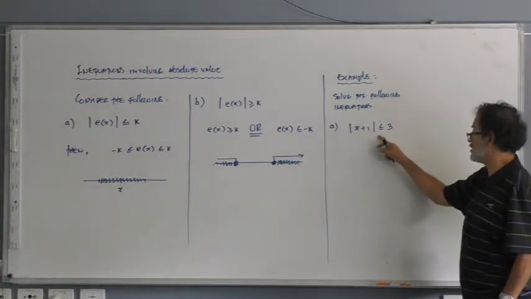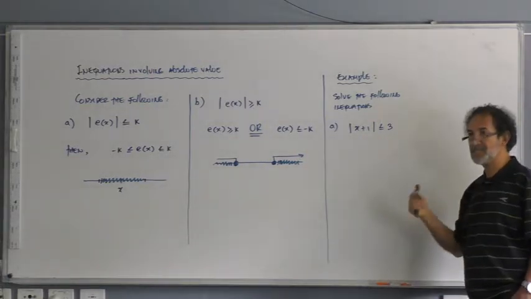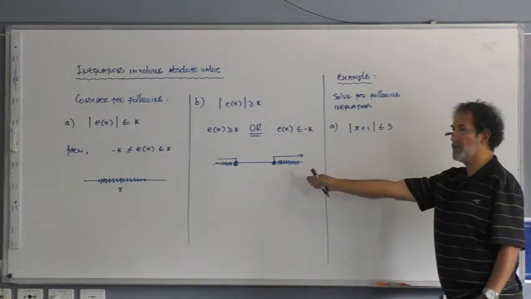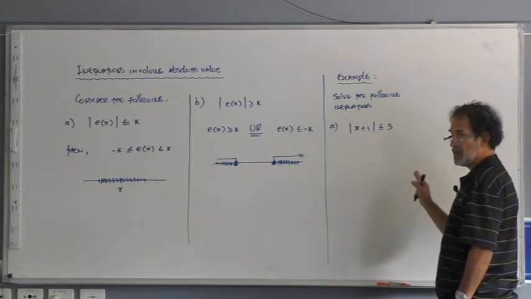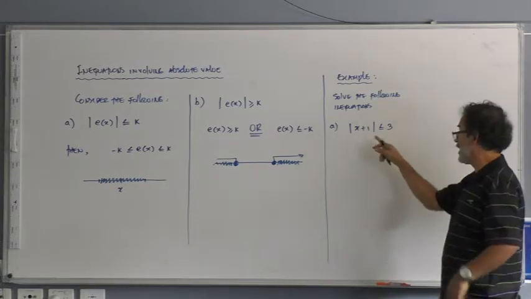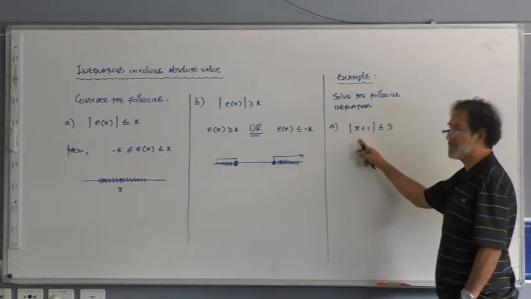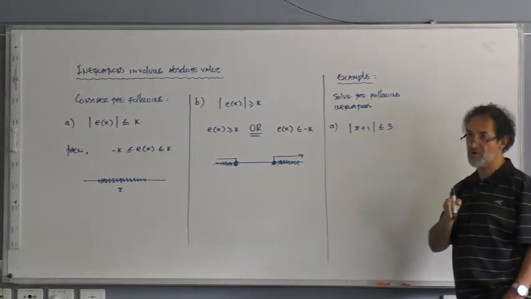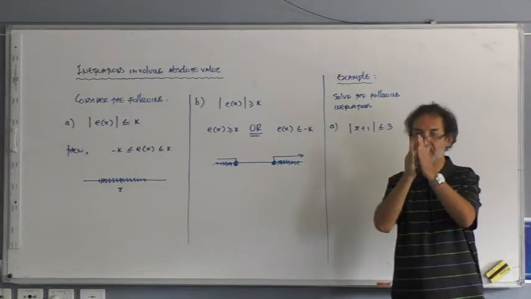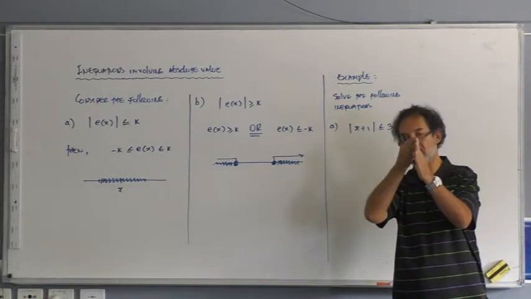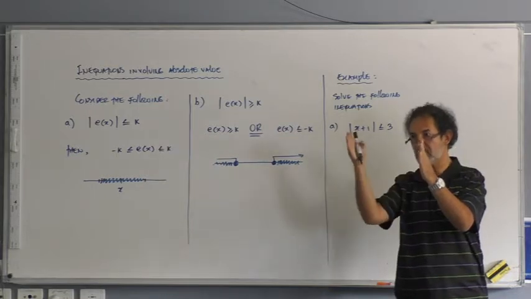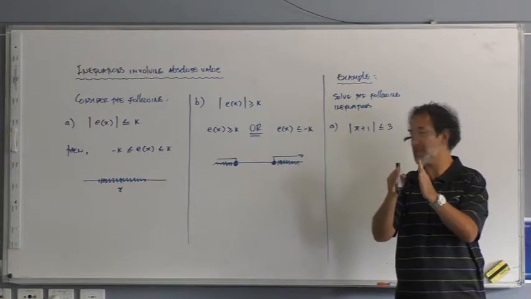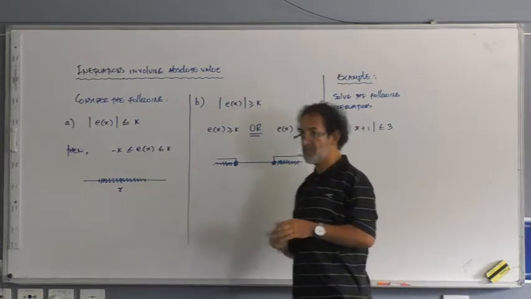We're saying that something is less than 3 units away from 0, so it could be on the left side or on the right side. I want you to think again. If this is 0, that thing could be somewhere here or somewhere here, but it's going to be less than 3 units away from 0. That's what we're saying, and that's why we have to do it that way.